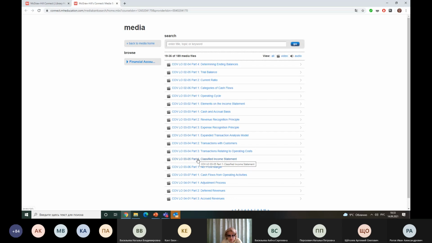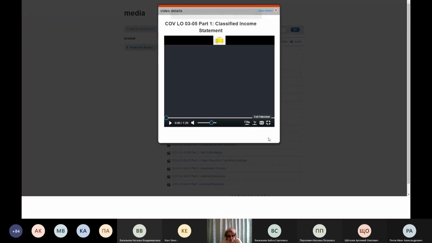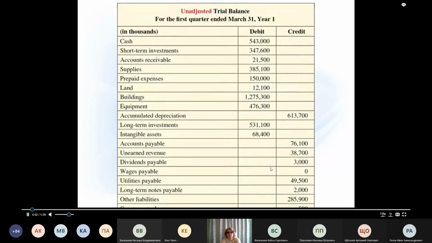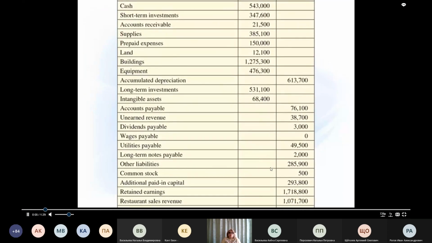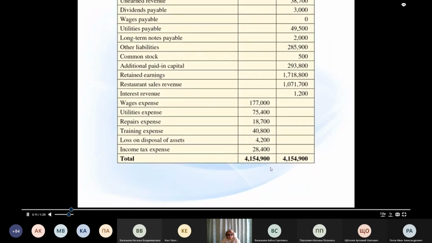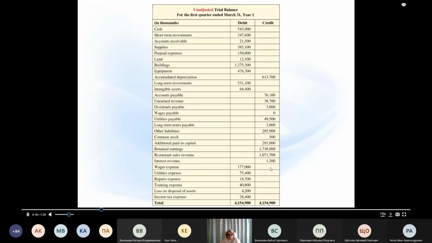And now let's repeat once again how to treat revenues and expenses in order to prepare a classified income statement. After the journal entries of the company's investing, financing, and operating transactions are recorded and posted to the general ledger T accounts, we will prepare a trial balance to ensure that the sum of the accounts with debit balances equals the sum of the accounts with credit balances. This trial balance can also be used to prepare the company's financial statements.